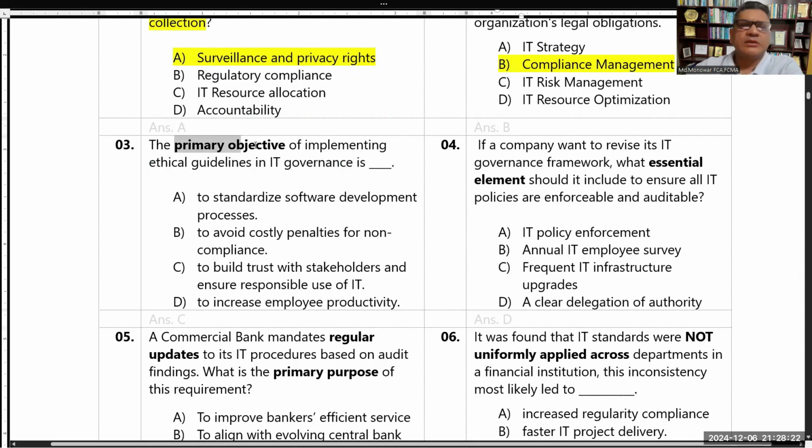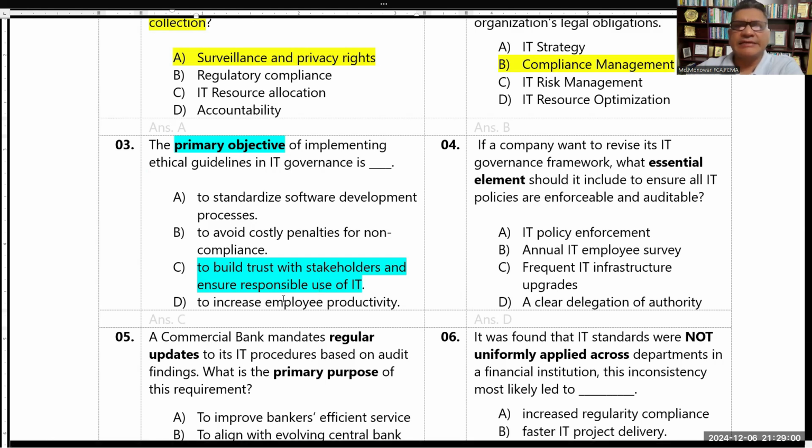The primary objective of implementing ethical guidelines in IT governance is to build trust with the stakeholders and ensure responsible use of IT. So here the answer is C. The primary objective of implementing ethical guidelines in IT governance is to build trust with its stakeholders and ensure responsible use of information technologies.